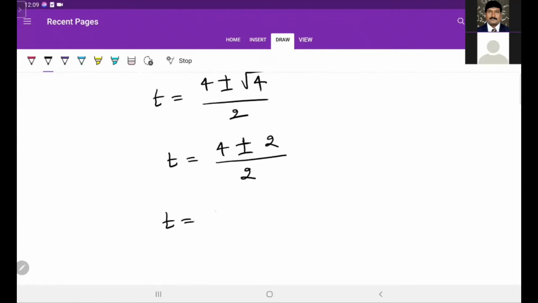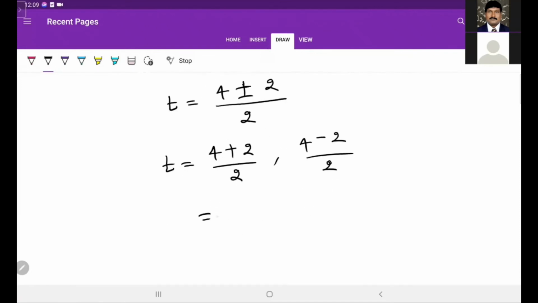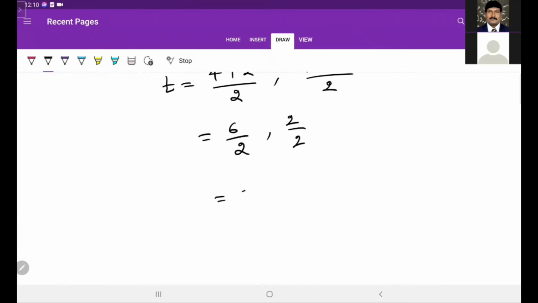So take positive sign as well as negative sign. If I take only positive sign, I get this. If I take only negative sign, I get this. After solving, I get 6 by 2 and this is 2 by 2. So this is 3 and this is 1. So we are getting t is equal to 1 second, 3 seconds.